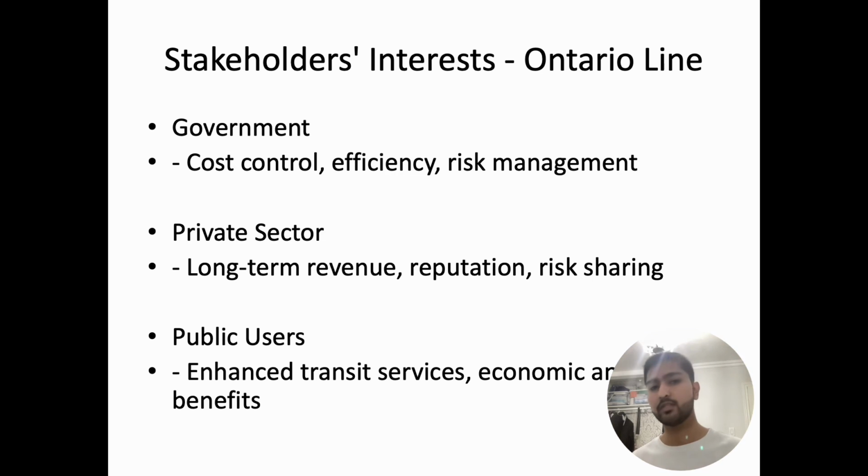Now talking about the stakeholders' interest in the Ontario Line. First is the government. The P3 model ensures on-time and on-budget completion, minimizing financial risk and leveraging private sector efficiency. For risk management, the private sector assumes risk related to construction delays and cost overruns, allowing the public sector to focus on oversight.